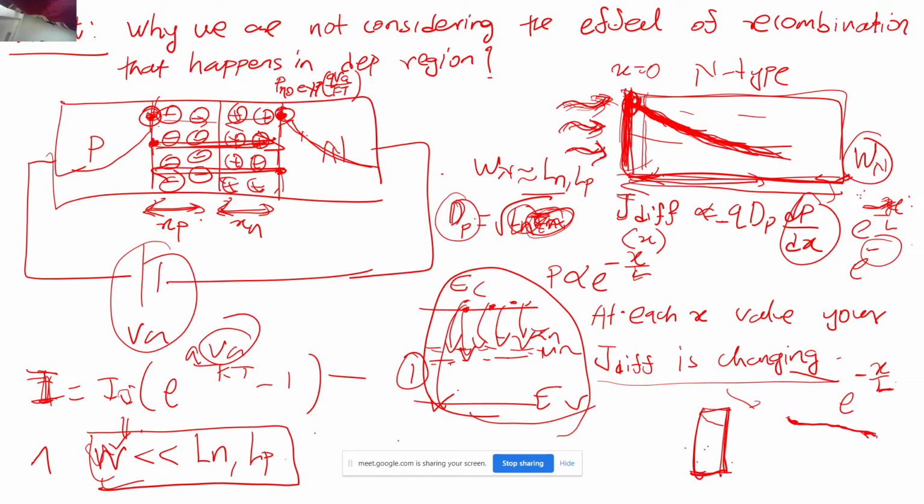Now what if this assumption doesn't hold true? If the width becomes higher, then obviously there is definitely going to be some recombination, and because of that recombination, when I am injecting the holes from the left side to the right side, you will be able to observe some decay like this.